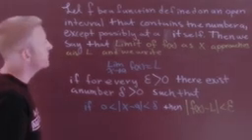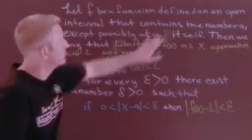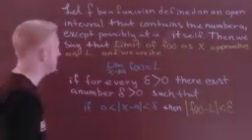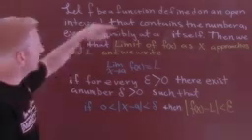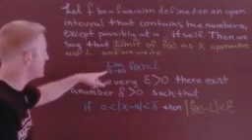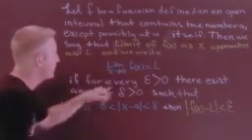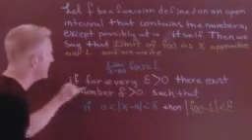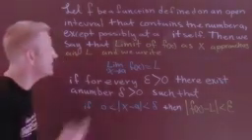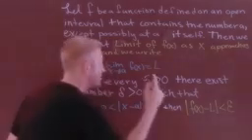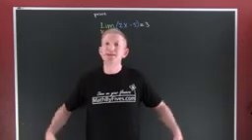Let f be a function defined on an open interval that contains the number a, except possibly at a itself. Then we say the limit of f of x as x approaches a is L, and we write the limit as x approaches a of f of x is L. And here's the good part. If for every epsilon bigger than 0 there exists a number delta bigger than 0 such that if the absolute value of x minus a is smaller than delta, then the absolute value of the function minus the limit is smaller than epsilon.